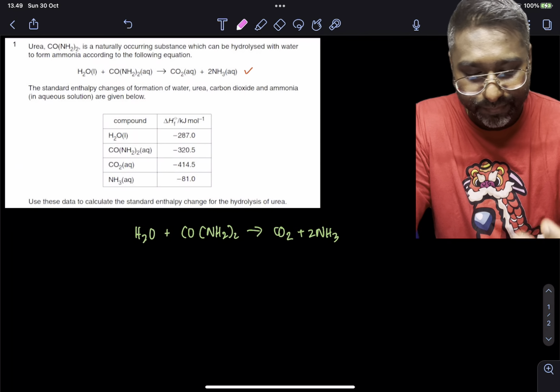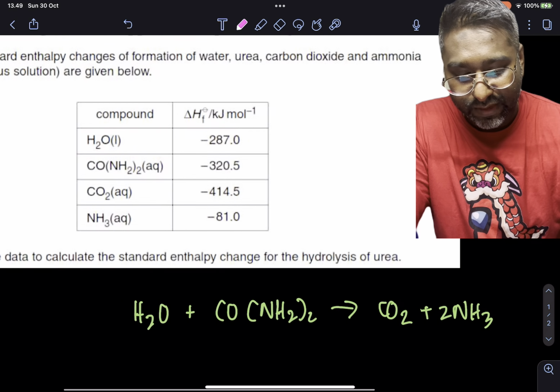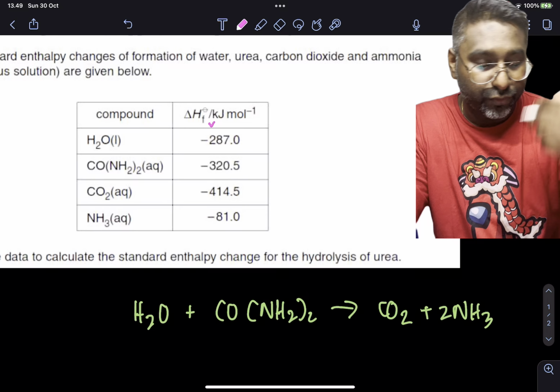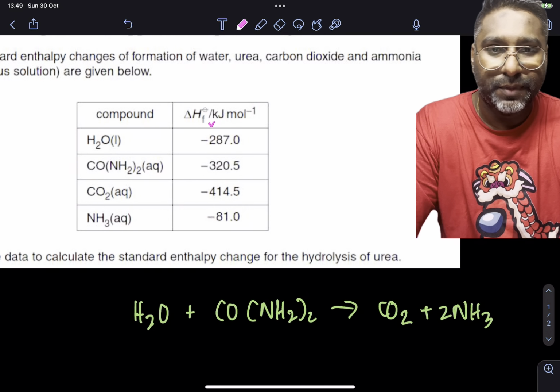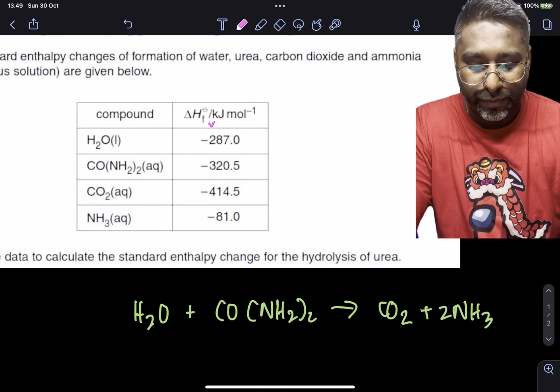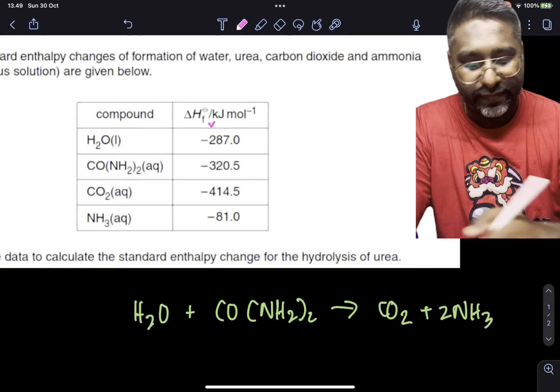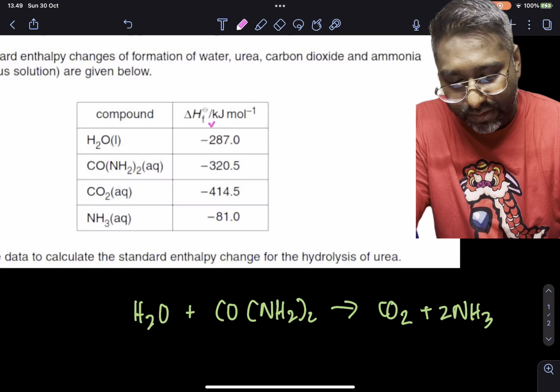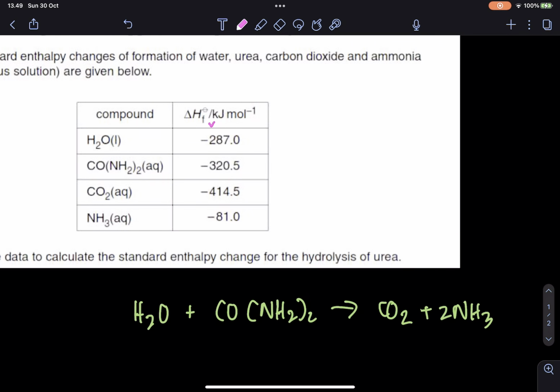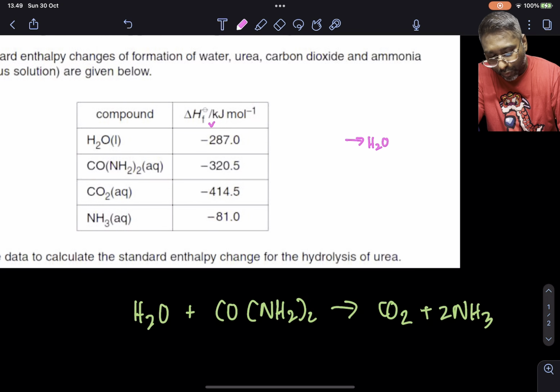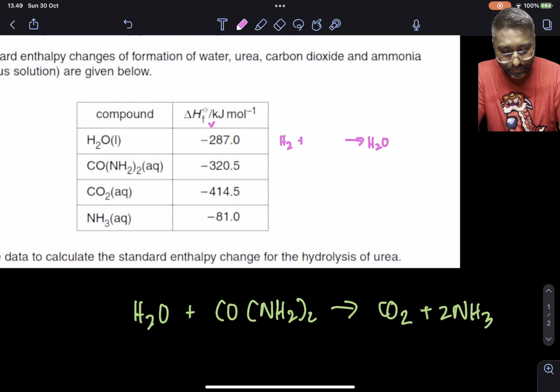So the second method is make sure you write the equation. So in this case, formation. In order to know this, your definition must be very strong. Enthalpy change of formation is 1 mole of substance being formed from its elements. So if they say enthalpy change of formation of water, it means that to form 1 mole of water in liquid form, you require the elements of hydrogen gas and oxygen gas.